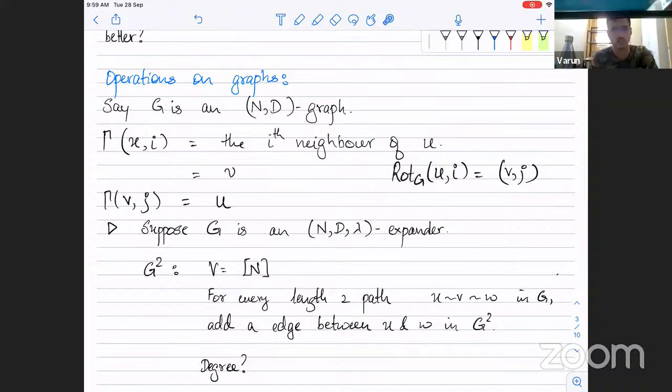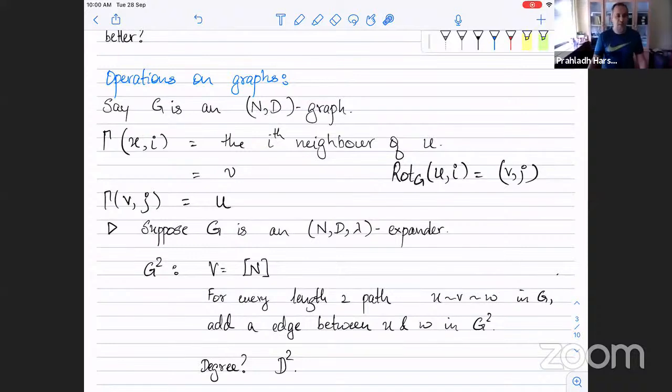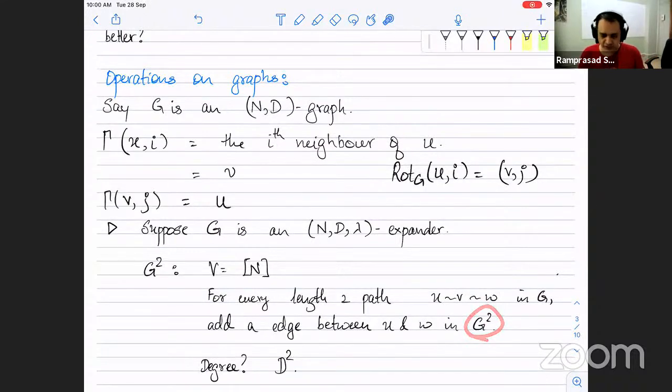It would be d squared, right? So the degree here has to be maybe a bit less than that. No, in fact, it will be exactly d squared, because I have d edges coming out of u. So I have d choices for the first edge, and then d choices for the second edge. It's not a simple graph anymore. There will now be self loops, and there might be multiple edges between two vertices. But every edge in G squared corresponds to one length-2 walk in G.